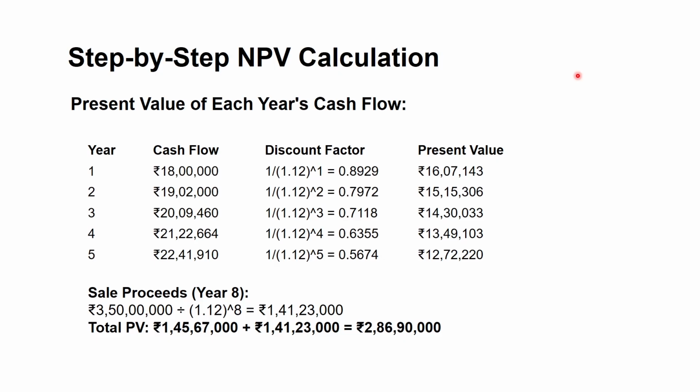So, year 1's 18 lakh becomes 16.07 lakhs in today's money. Year 2's 19.02 lakh becomes 15.15. The sale proceeds then require special attention. 3.5 crore received in year 8 has a discounting factor of 0.4039, giving us a present value of 1.41 crore. Summing all these present values, 1.46 crores from operations plus 1.41 crores from sale gives us 2.87 crores total present value. Subtracting our 2 crores investment yields an NPV of 87 lakhs, confirming this is a value creating investment.